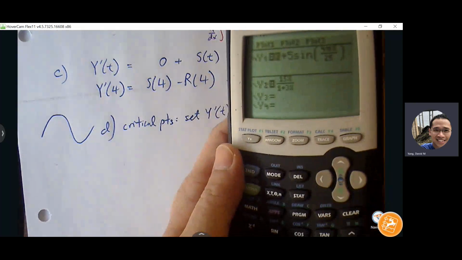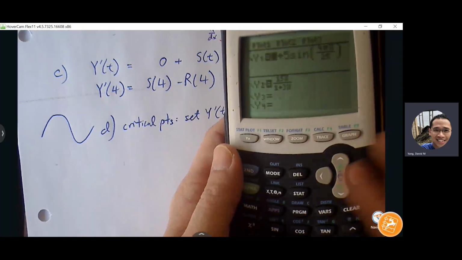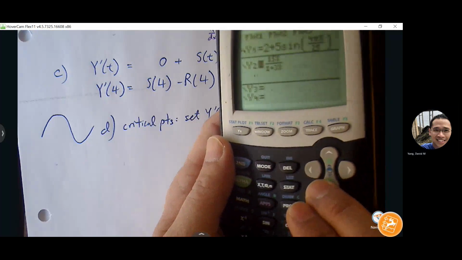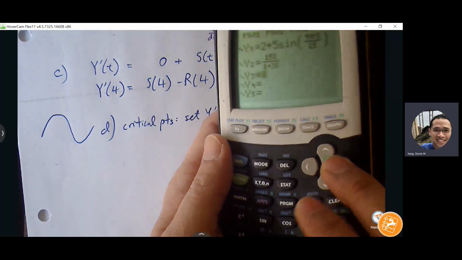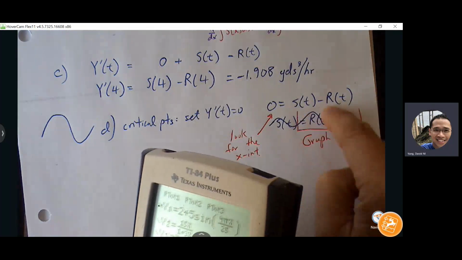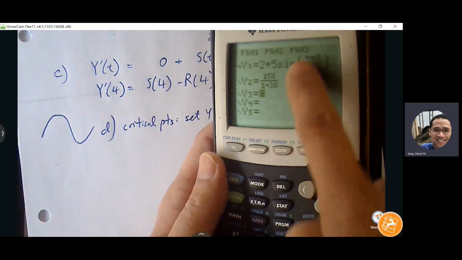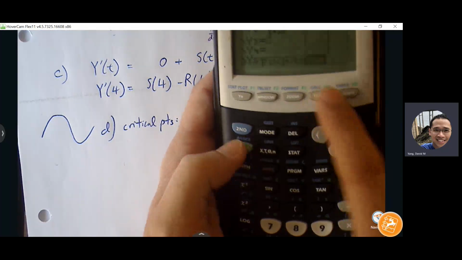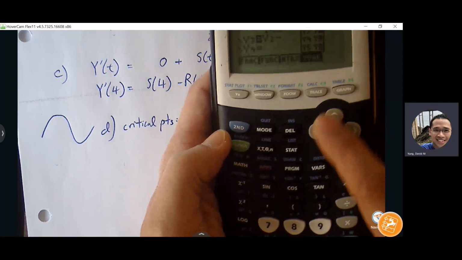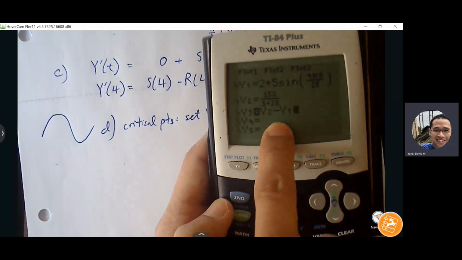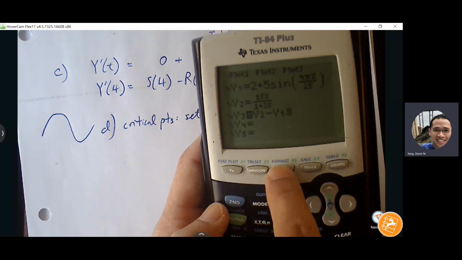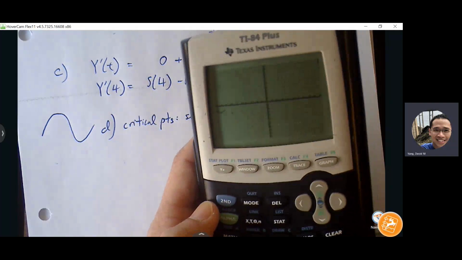Now, in my graph, I don't want to recreate all this function that I typed in. So I'm going to go to the equal sign. You see that equal sign? I'm going to unhighlight it by hitting enter. That just shows that I don't want to see the graph for just S of t and R of t. I want to see the graph for S of t minus R of t. So it's going to be y2 minus y1. So I'm going to do y2 minus y1, alpha trace, minus y1. I want to graph this. I want to do zoom 6 just to see what it looks like. It may be too zoomed out, but zoom 6.